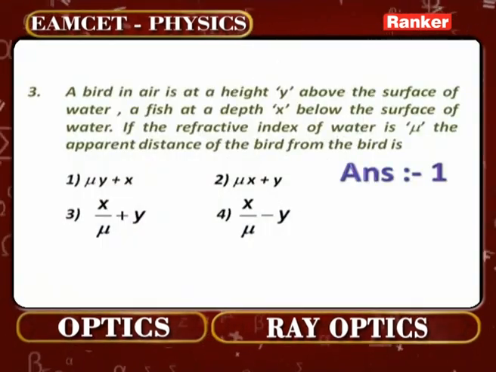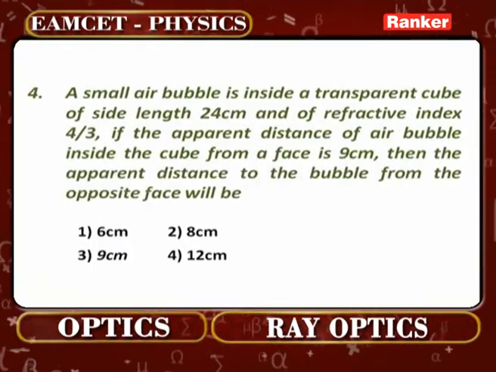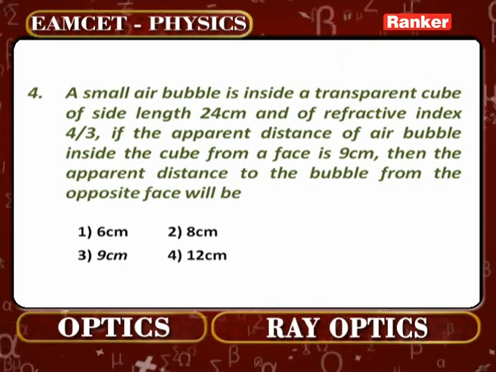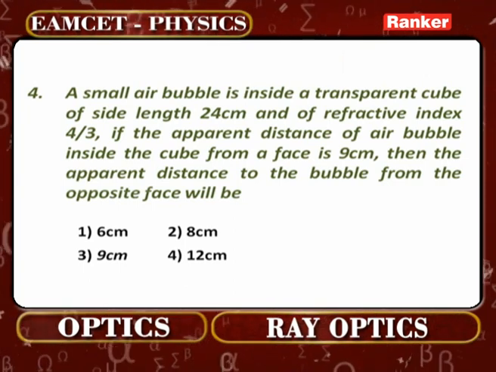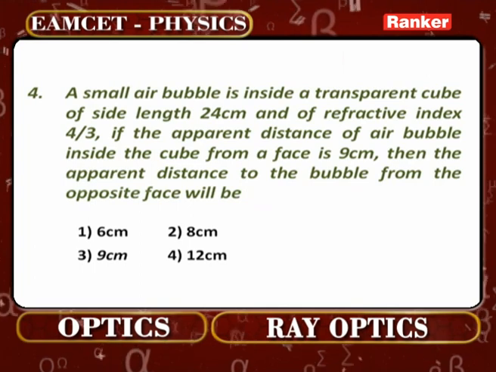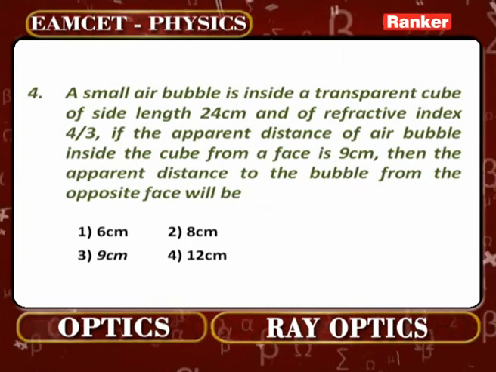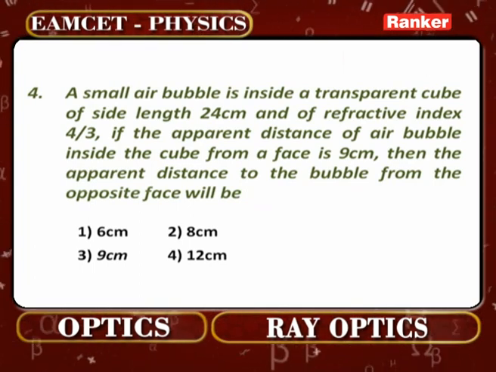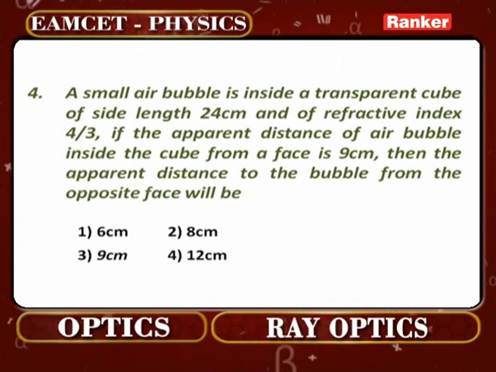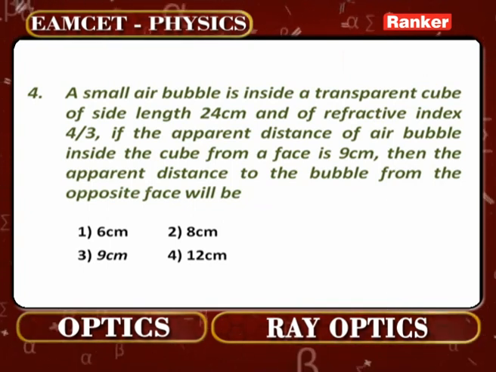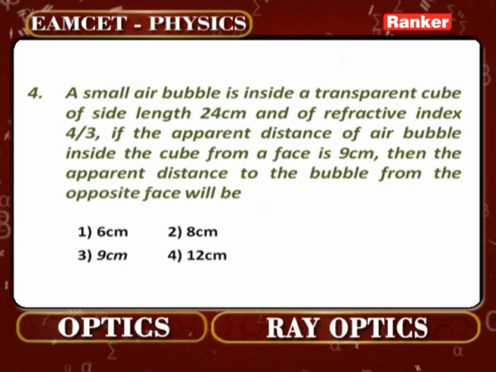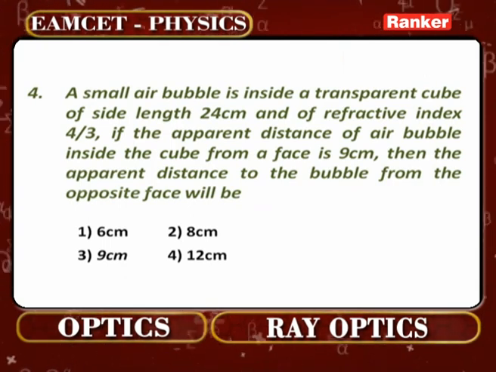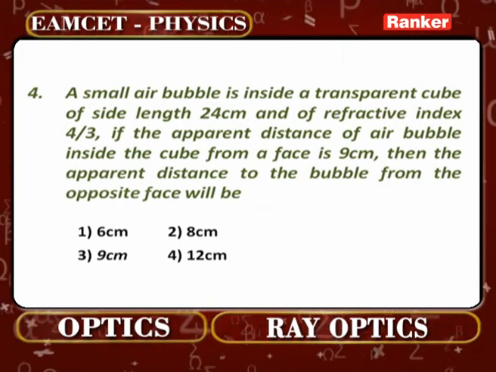Let us take the next problem. Problem number 4 this time. A small air bubble is inside a transparent cube of side length 24 cm and of refractive index 4/3. If the apparent distance of the air bubble inside the cube from a face is 9 cm, then the apparent distance of the bubble from the opposite face will be how much?